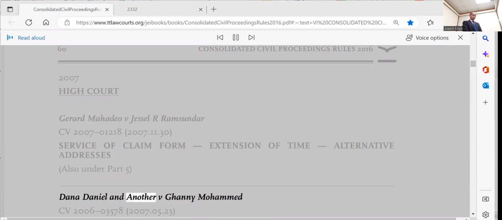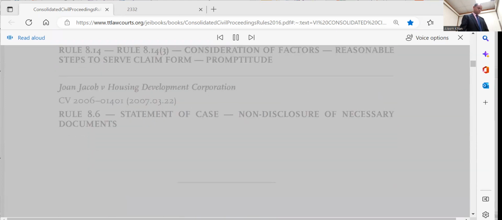Dana Daniel and another v. Ghani Muhammad CV 2006-03578, May 23, 2007, Rule 8.14, Rule 8.14(3). Consideration of factors, reasonable steps to serve claim form, promptitude.